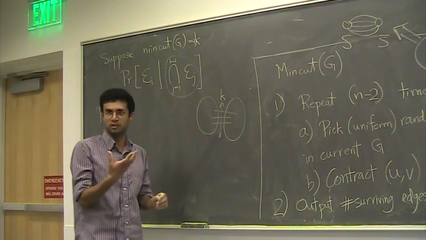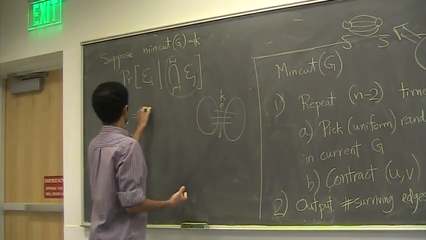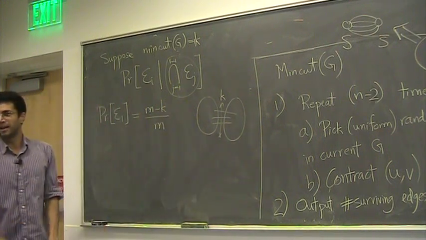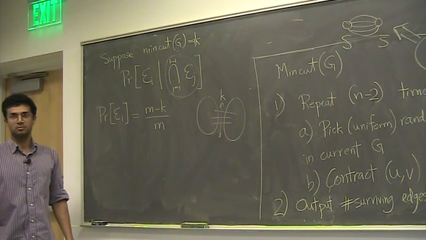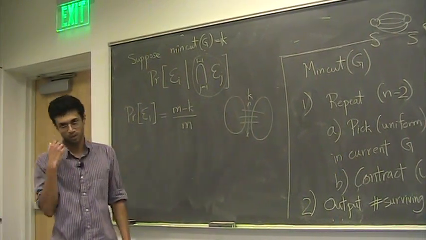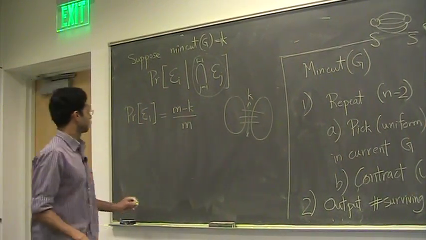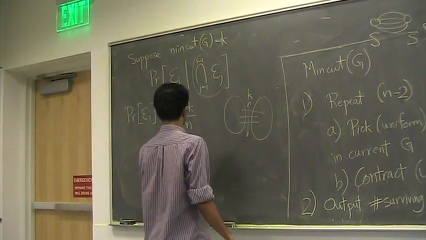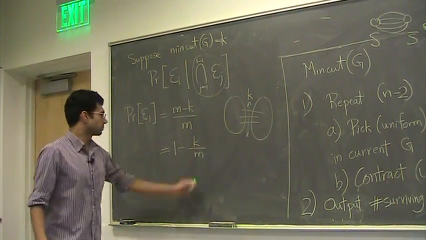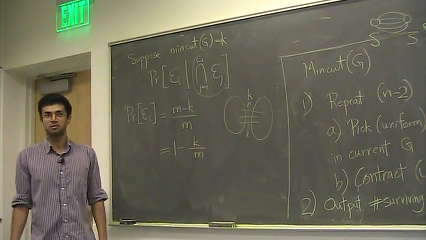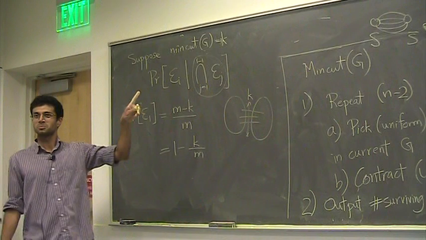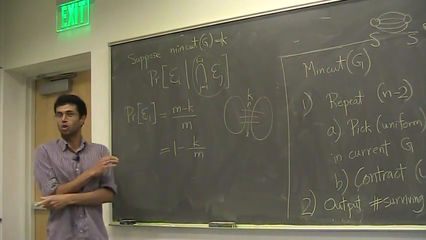So there are m edges in the graph. So this is m minus k divided by m. Nothing that surprising yet. Or I can write this as 1 minus k over m. But then the problem is you need to know how many edges there are. That's why I put something in the box over there, and I conveniently left that up in a corner.